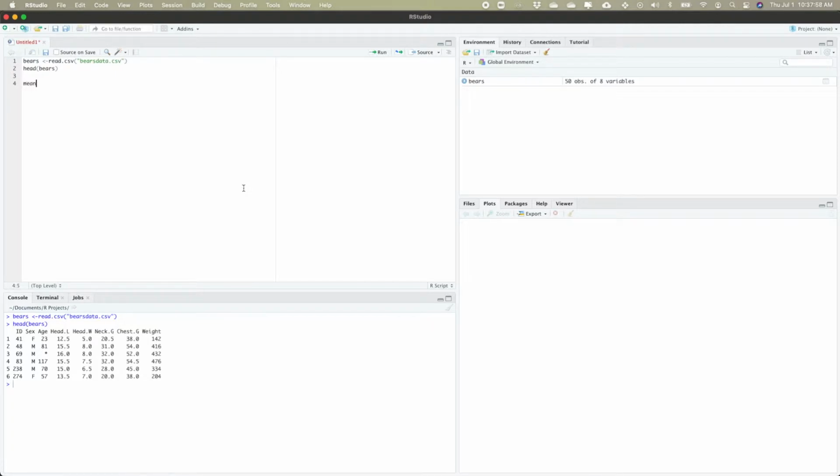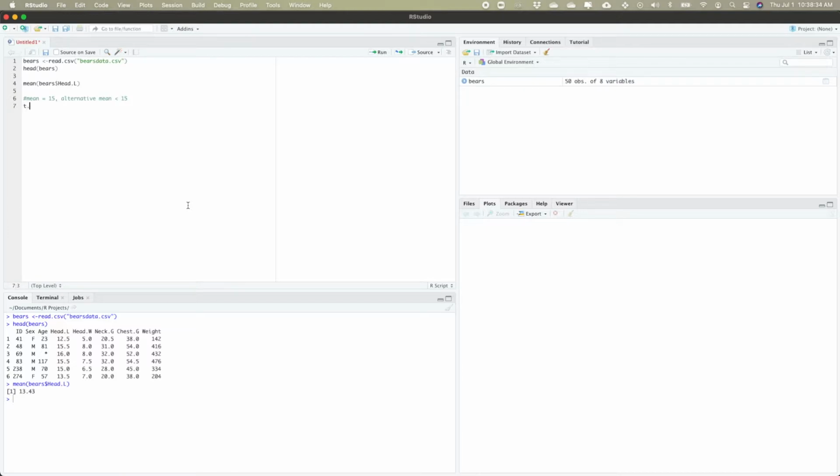We can, of course, find out basic information by using commands like the mean of our bears, and we'll say we're going to look at the head length. So we can see that our mean is 13.43, but maybe we want to run a test where our null hypothesis says the mean is equal to 15, and the alternative hypothesis says the mean is less than 15.